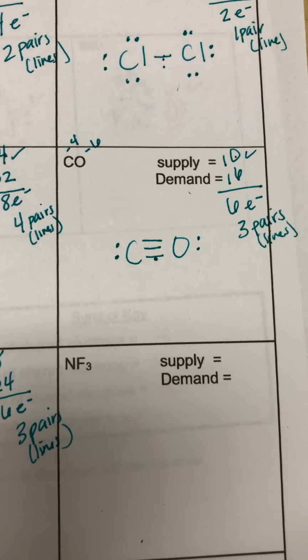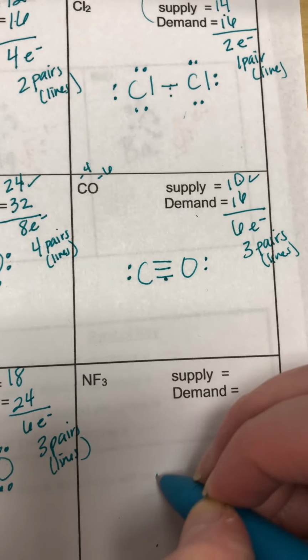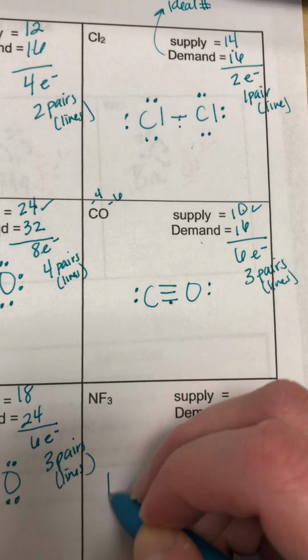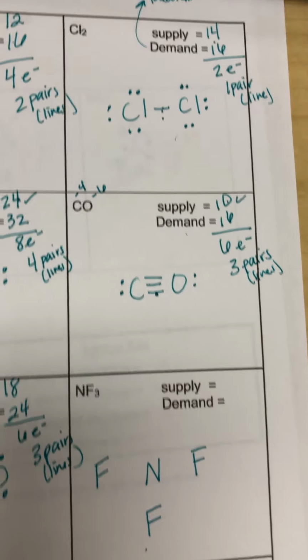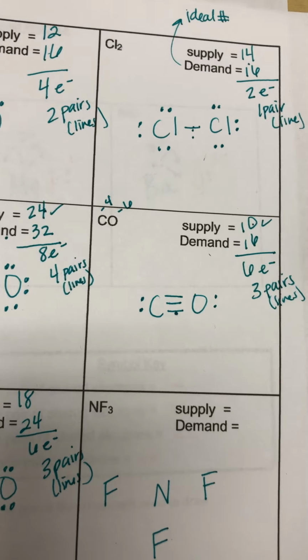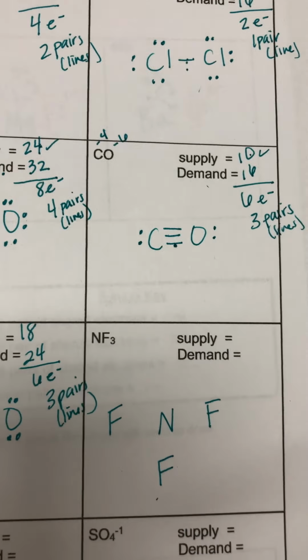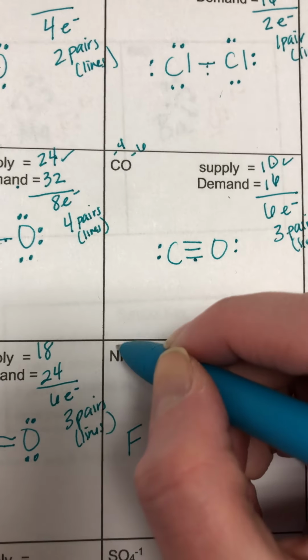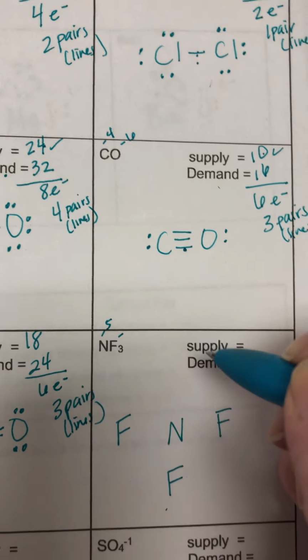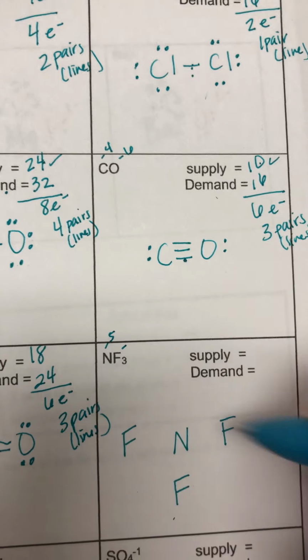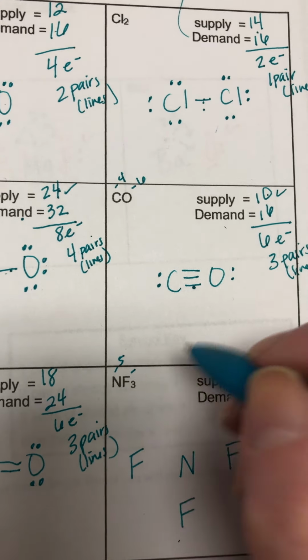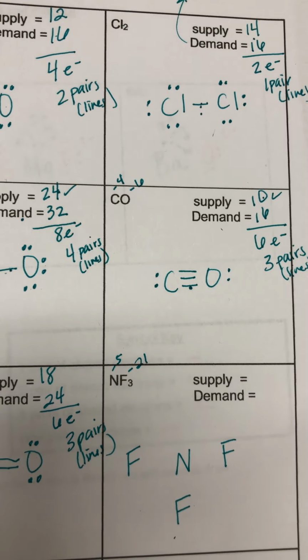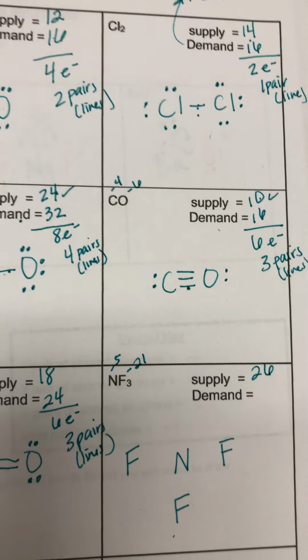Let's look at NF3. Okay, so I know N's going to go in the middle. It's the least electronegative. It's also by itself. So that's kind of a heads up that it's going to be in the middle. Okay, so let's figure out my supply. Nitrogen has 5 valence electrons. Fluorine has 7, but there's 3 of them, so that makes 21. So my supply is 26.